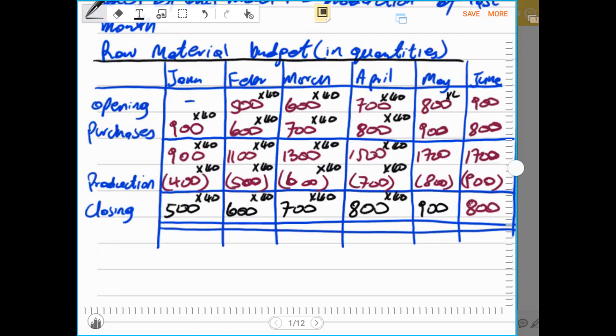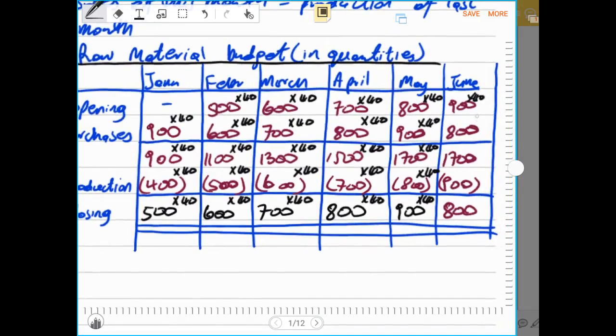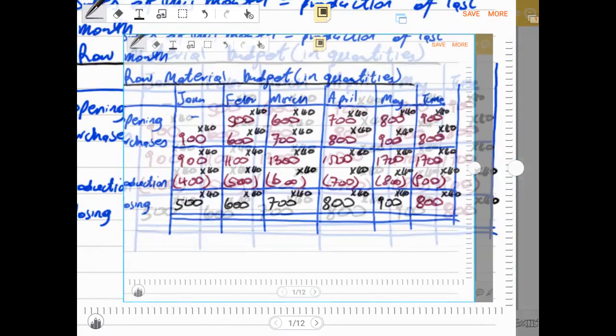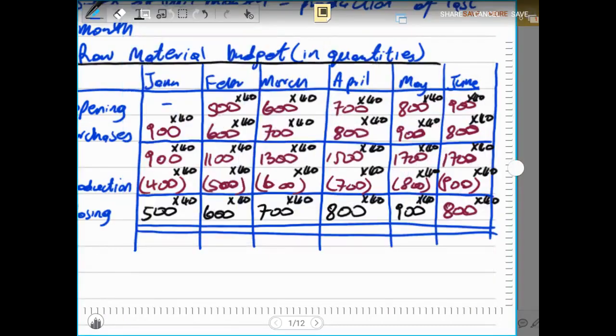Because we are only given the quantities or the units. We need the price now of the opening, the price of the purchases, and the price of the closing. That is why we multiply everything by the 40 rand, which is the price of the material or the cost of the material. So now after we multiplied everything by 40, then this will give us the value of the material. So now I'm doing this so that you see where the calculations are coming from when I am giving you the amounts.